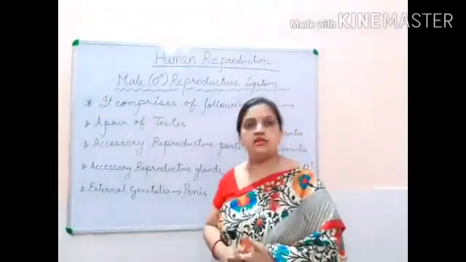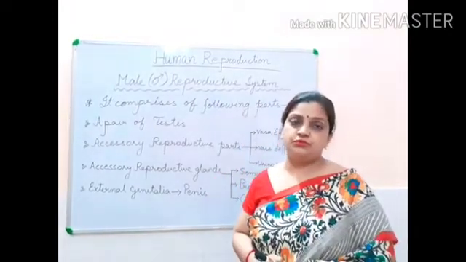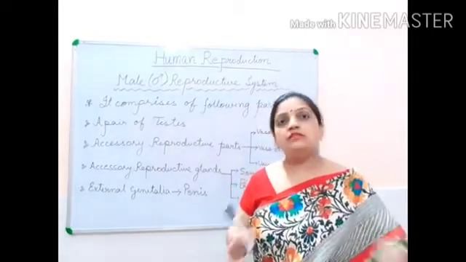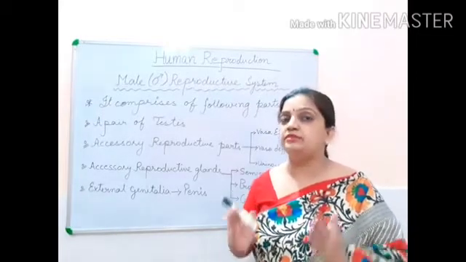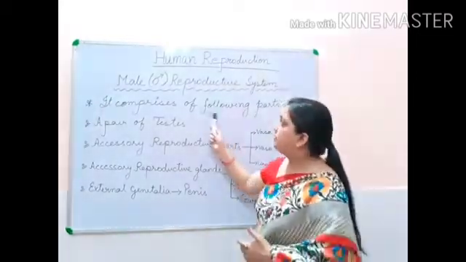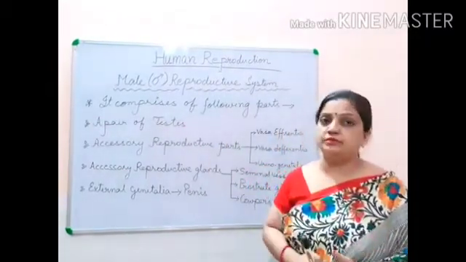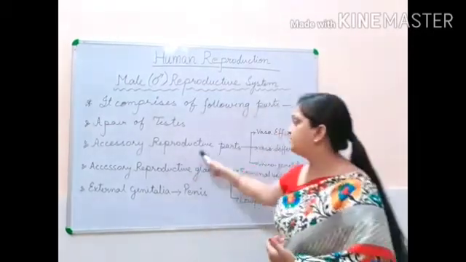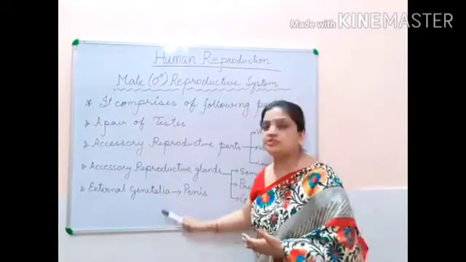reproductive system. Before starting to study any system, it's very important for us to know what the whole system is actually made up of. What are the different parts which are making that important system? Similarly, the male reproductive system is also one of the most important parts, and it is made up of a pair of testes, accessory reproductive parts, accessory reproductive glands and external genitalia.